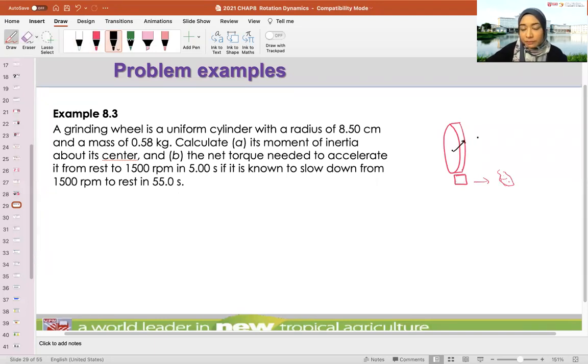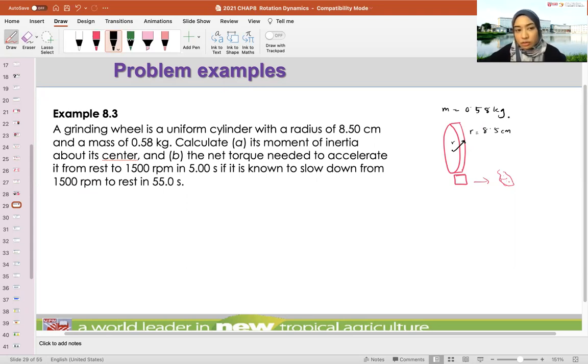So 8.5 centimeter is our radius and a mass of 0.58 kilogram. Kenapa saya letak kat sini? 8.5 centimeter. This is our R. Okay, so now calculate its moment of inertia about its center.